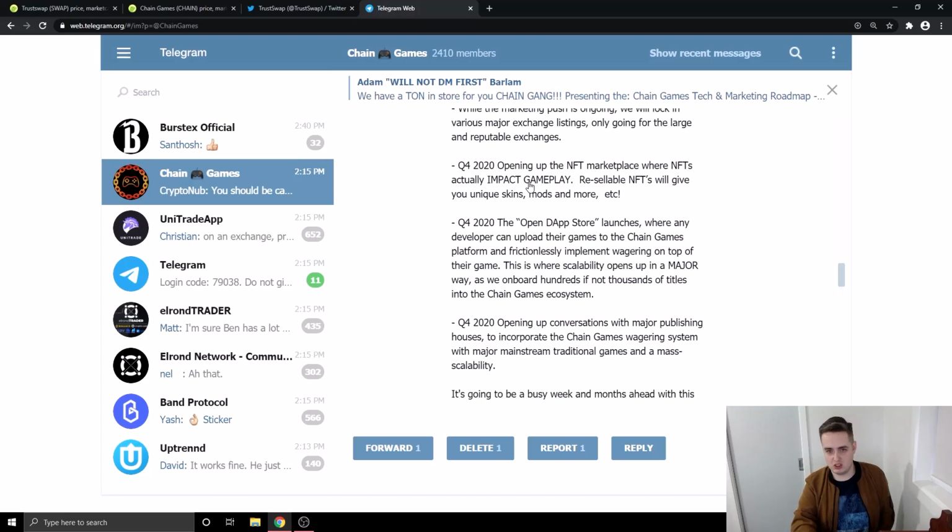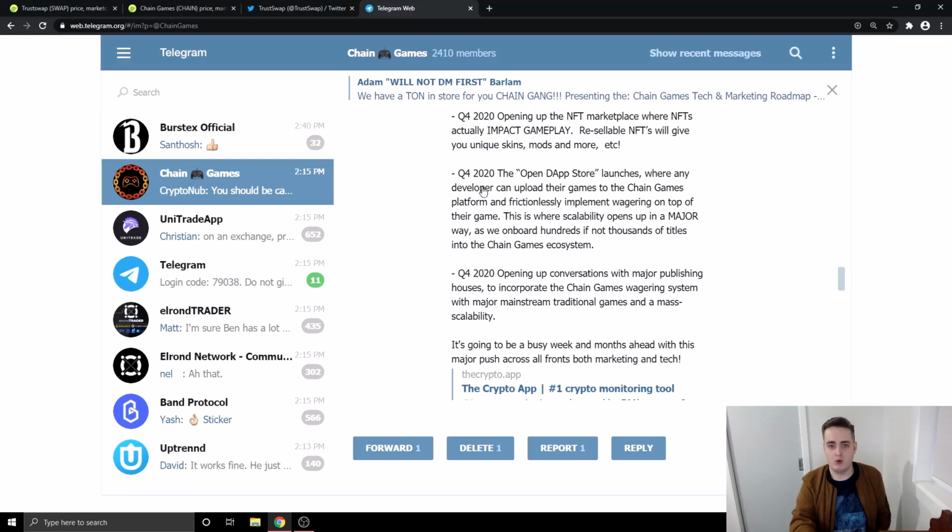So this is going to be good, because this will get more people going onto the NFT marketplace and more people using it. So it's not just going to be something that is a part of the platform and nobody uses it. People are going to be using this so they can get some skins. Sorry, I said skills there, didn't I, guys? So they can get unique skins, mods, and much more to use in game.